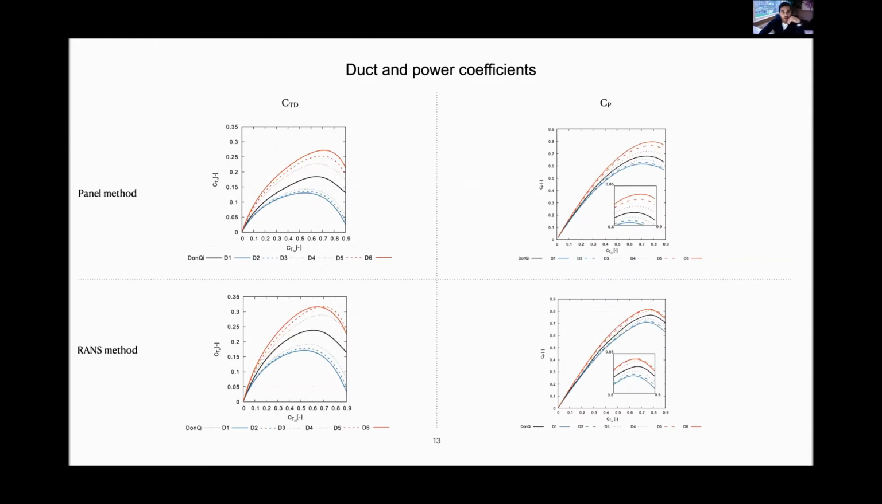The figures out here are very interesting. What you see on the left are the duct force coefficients, and on the right of the screen are the power coefficients for the different duct configurations, the 7 different duct variants that I showed you. What you will notice on the left side of the figure, the top quadrant, is the figure in which you see the results of the panel method.